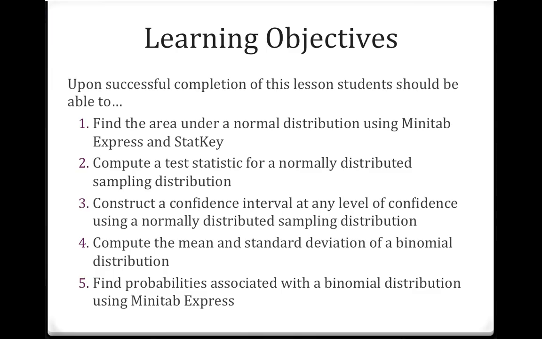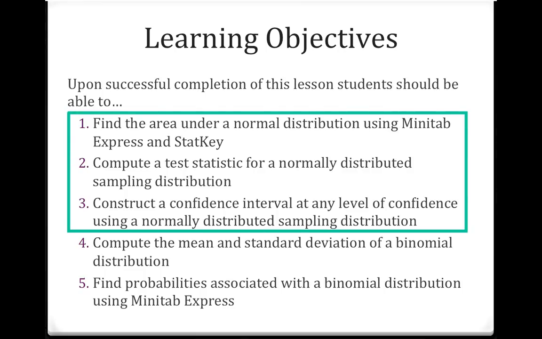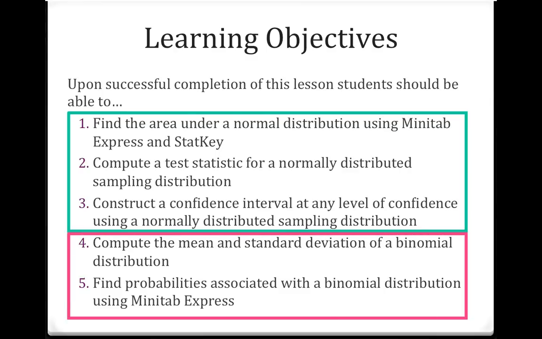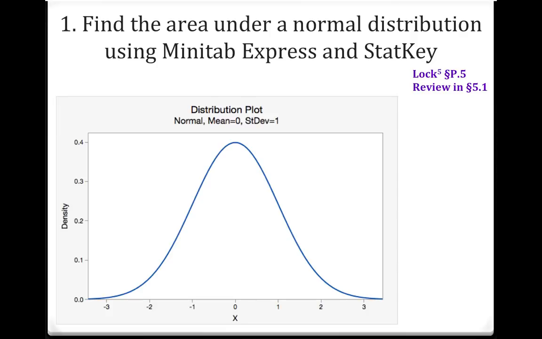There are 5 learning objectives for this lesson. The first 3 learning objectives are related to normal distributions. The last 2 learning objectives are related to binomial distributions. We'll start now with the first learning objective. Find the area under a normal distribution using Minitab Express and StatKey. This content is introduced in the Lock 5 textbook in section P.5. It's also reviewed at the beginning of section 5.1.